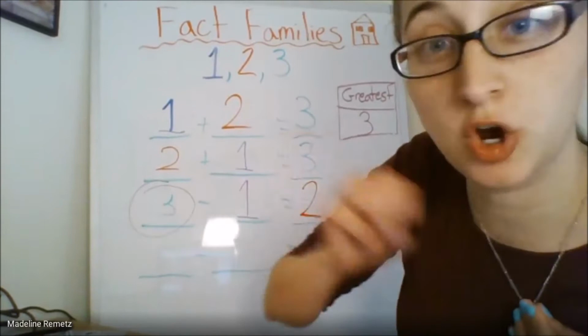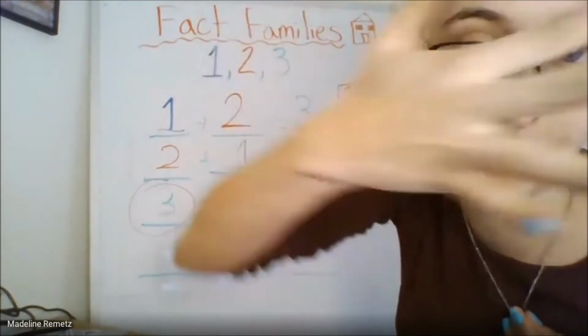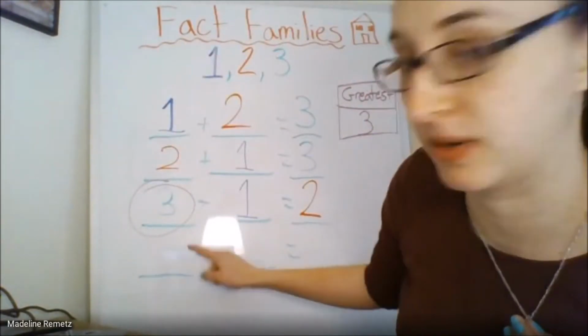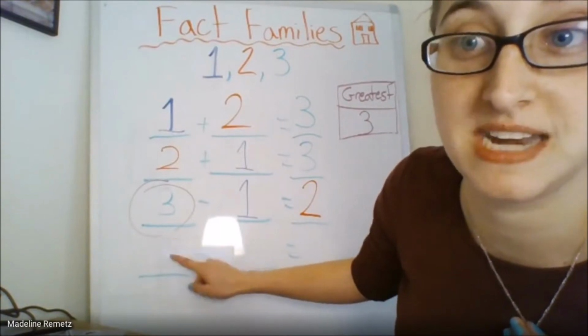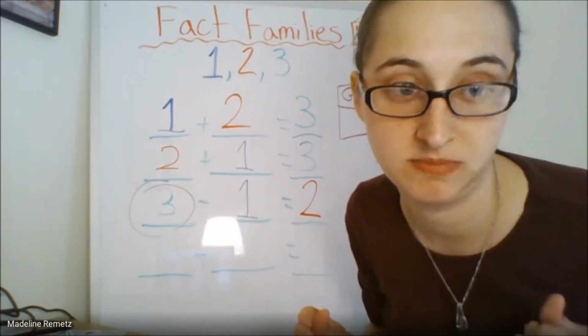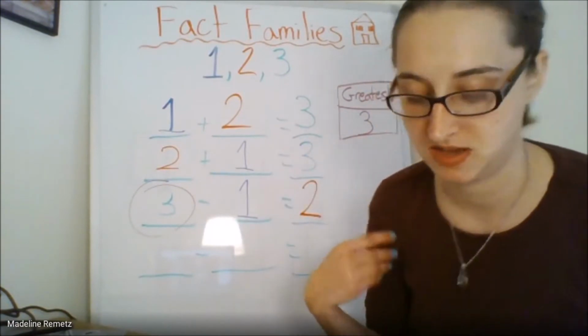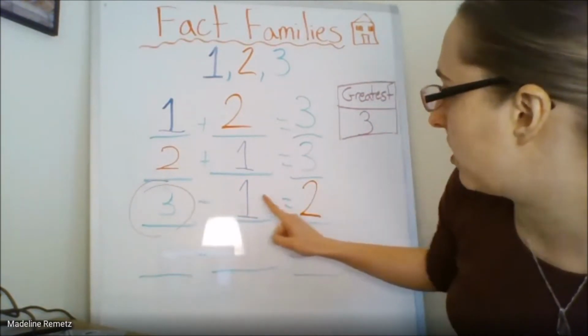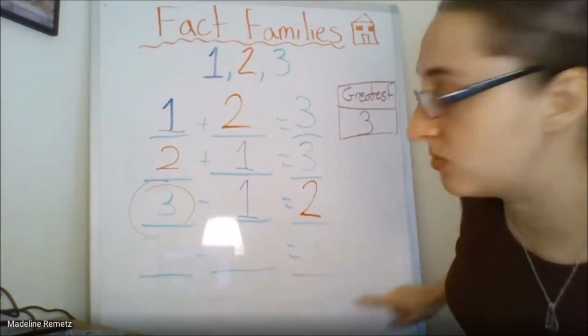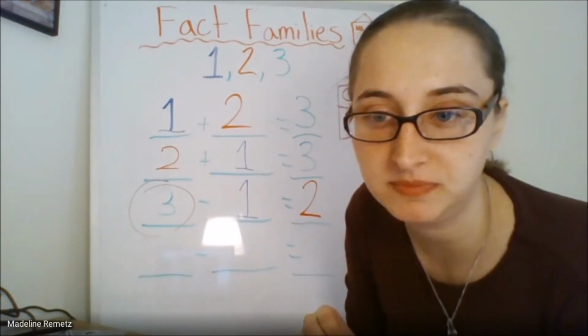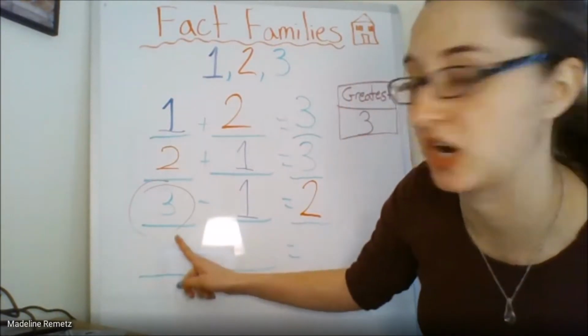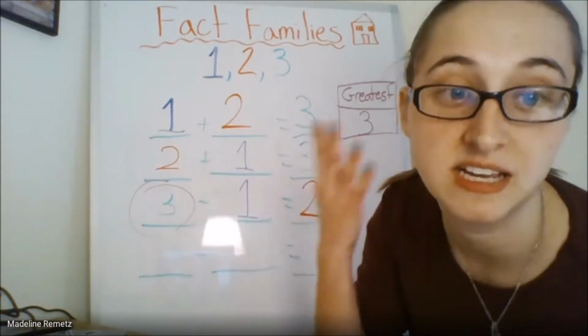So show me with your fingers, your beautiful fingers, what number needs to go here to start my next subtraction problem. You don't need to raise your hand. You just need to show me with your fingers. So we did 3 minus 1 equals 2. We have 1 more subtraction problem. What number needs to start us off here? It's the greatest number.